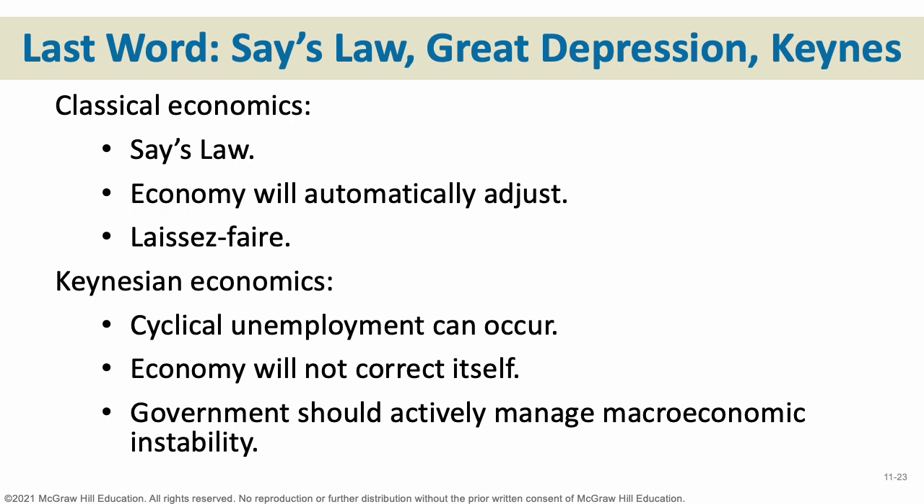So Keynes came up with the following. Cyclical unemployment can occur, causing these big gaps to GDP. The economy won't always correct itself. It can keep spiraling, that depression, due to things like prices that don't quickly adjust and all sorts of other stuff. And when we look at our previous chapter, where if one part of the economy does poorly, it can filter through the rest. And Keynes argued the government should actively manage macroeconomic instability. And that's something we're going to look at in the next few chapters as well. With that said, that takes us to the end of chapter 11.